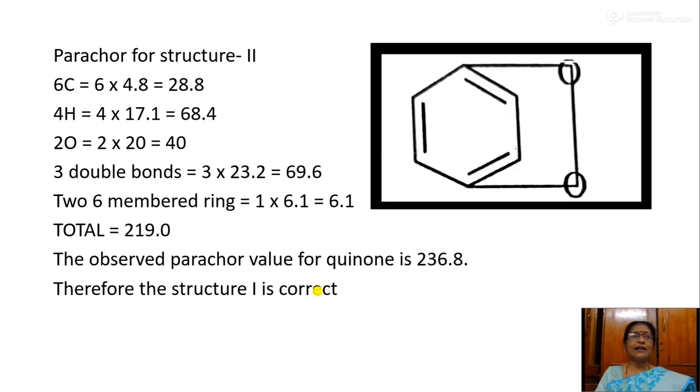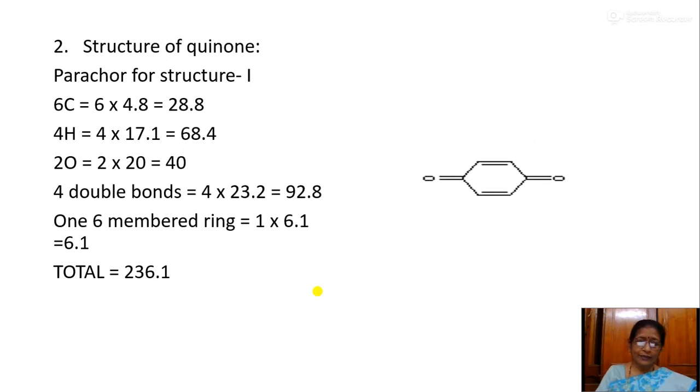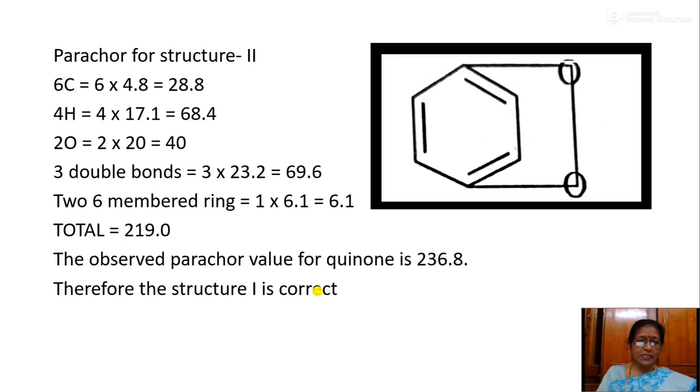Now let us see the other structure of quinone. Now it will be having 6 carbon atoms, 4 hydrogen atoms, 2 oxygen, 3 double bonds and 2 6-membered rings. Can you see in the diagram? 2 6-membered rings. Now the total value will come to 219. Now the above structure will give you 236.1. The next structure will give you 219.0. This is the molecular structure.